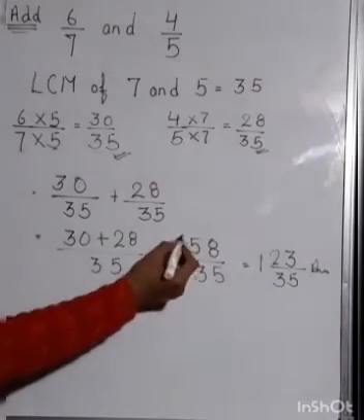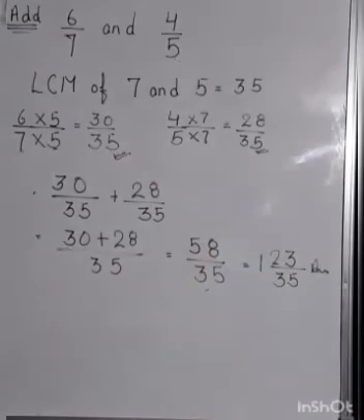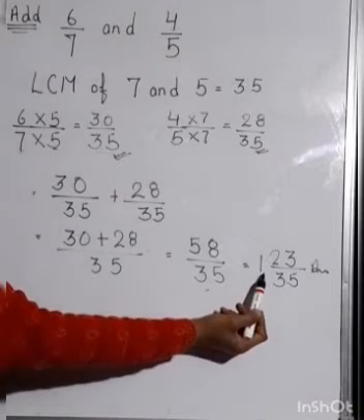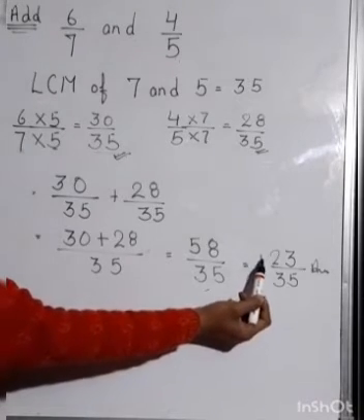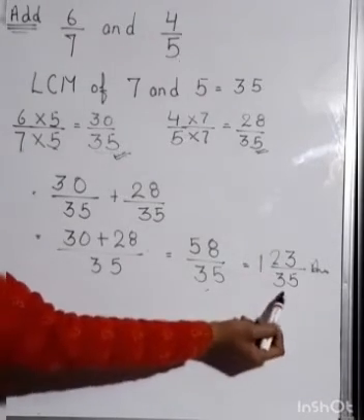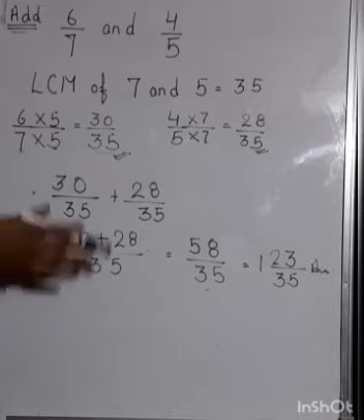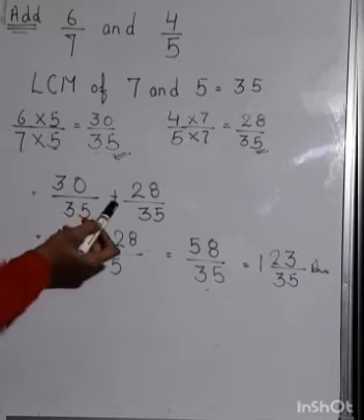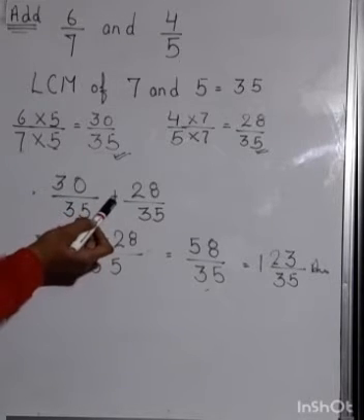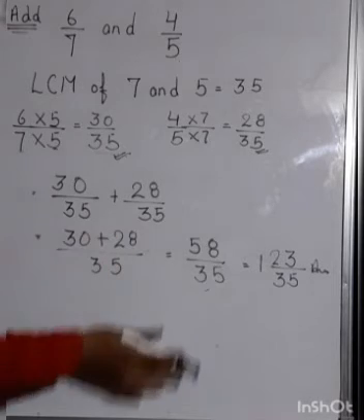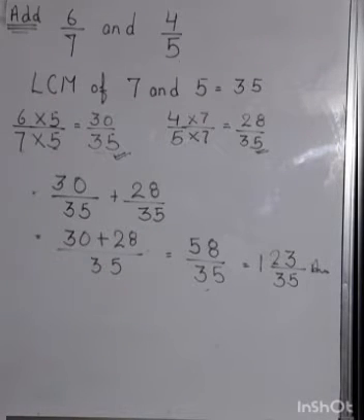Now this is an improper fraction. So you have to convert this improper fraction into a mixed fraction. So here I have converted it into a mixed fraction. So your answer will be 1 whole 23 upon 35. Okay, so this is the way of doing addition of unlike fractions. Similarly, if it is a subtraction, only the sign will be changed here. Here I have written add, you will write subtract, and the same process will be followed.